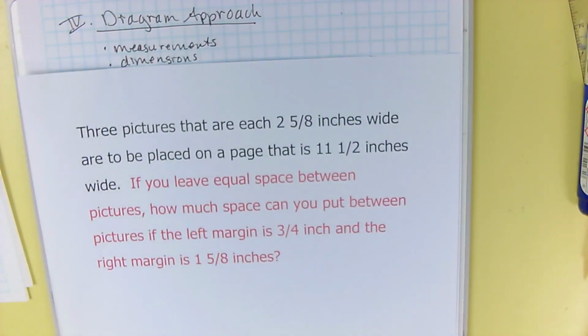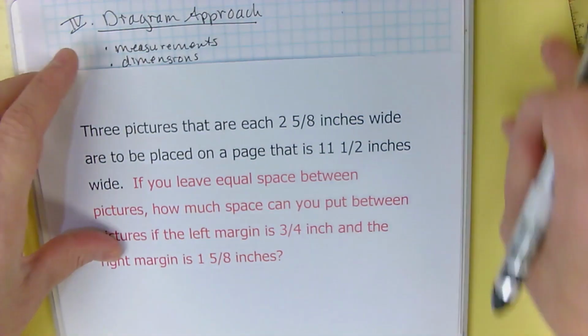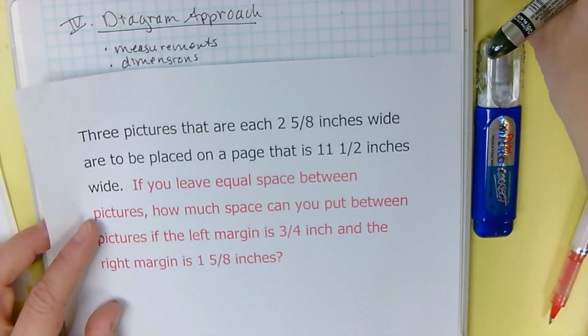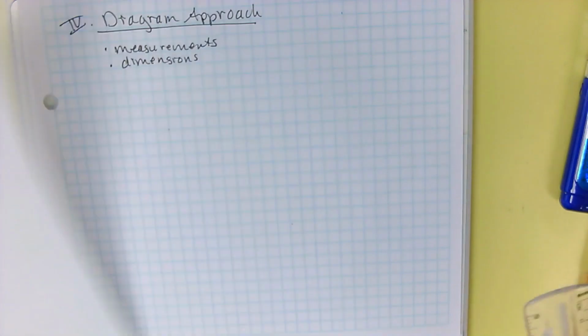3 pictures that are 2 5/8 inches wide are placed on a page that is 11.5 inches wide. If you leave equal space between the pictures, how much space can you put between the pictures if the left margin is 1/4 inch and the right margin is 1 5/8 inches? So this is one where we've got measurements all over the place, and then we've got pictures sitting on a page. So this would be an ideal question to draw a diagram and then label it.